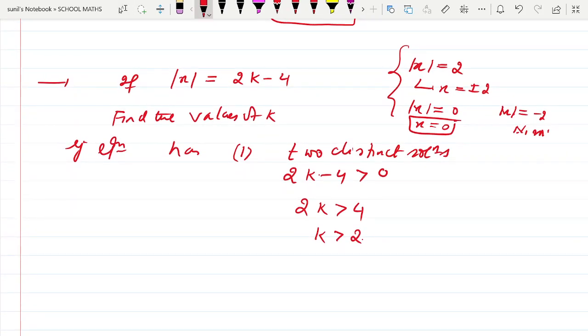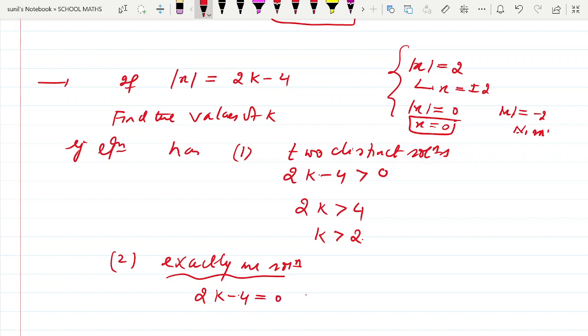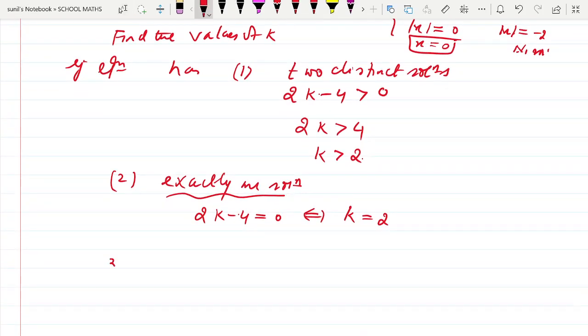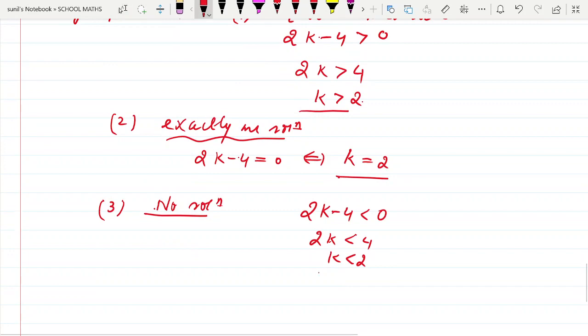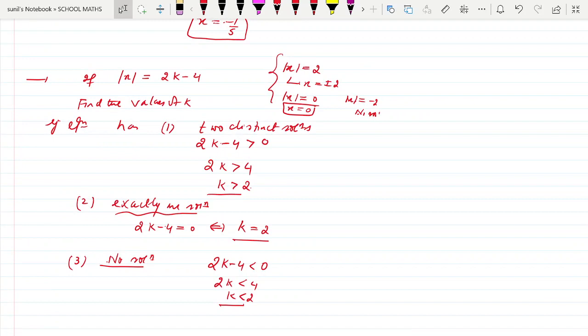Now, if I ask you my second question, exactly one solution. So for exactly one solution, definitely 2k minus 4 has to be 0. So it means your k is 2. And if I ask you no solution, obviously the quantity 2k minus 4 should be negative. That is 2k is less than 4, that is k is less than 2. So we have seen all the circumstances when this equation has exactly two solutions, one solution and no solution.